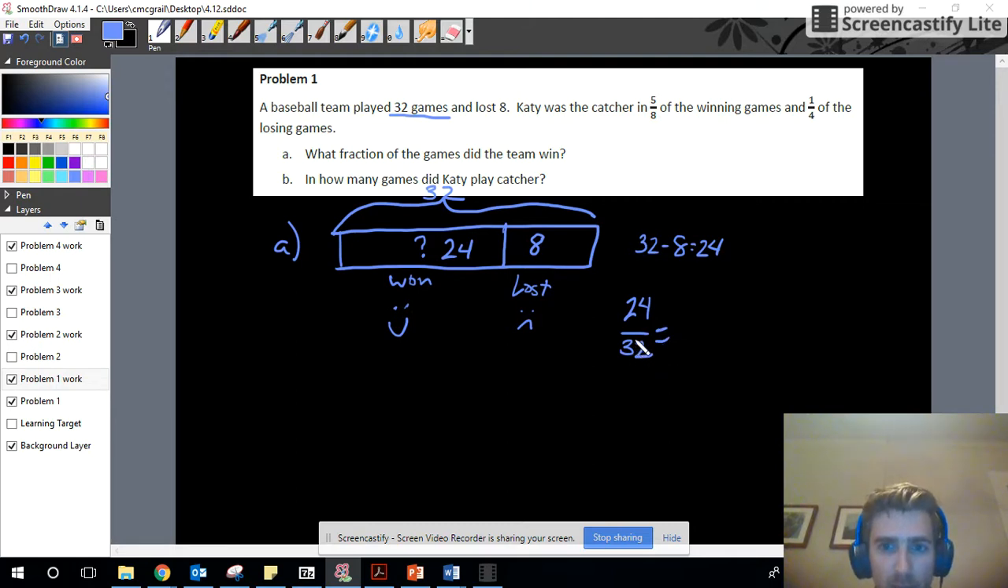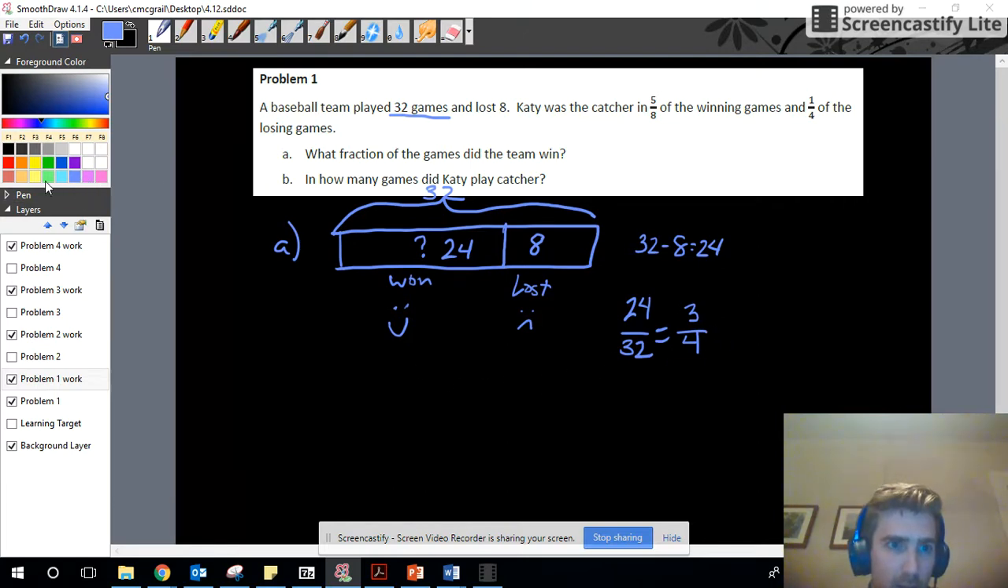I know that both of these numbers do have some common factors. And the biggest common factor that I can think of is 8. So if I divide both of these numbers by 8, 24/32 is actually equivalent to 3/4. So Katie's team won 3/4 of their games.